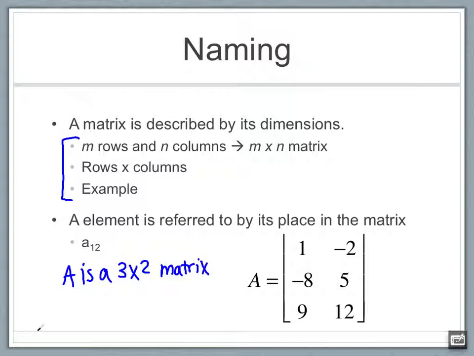The element is referred to by its place in the matrix. So A of 1, 2, you're looking for the element in row 1, column 2. So this is row 1, this is column 2. So A of 1, 2 is -2.